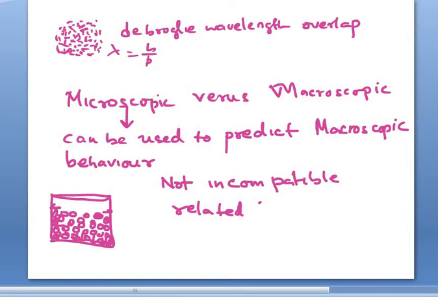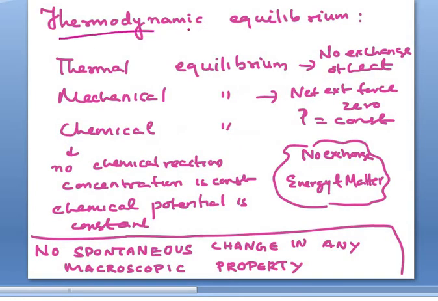Now, with that, we will move further and talk about an important thermodynamic concept, thermodynamic equilibrium. Thermodynamic equilibrium means a system should have thermal, mechanical and chemical equilibrium. Thermal equilibrium, as is known to you, means there is no exchange of heat; both systems do not exchange heat. Mechanical equilibrium means the net external force is zero, so P is a constant. In chemical equilibrium there is no chemical reaction, the concentration remains constant, and the chemical potential is a constant. In such cases, you call it chemical equilibrium.